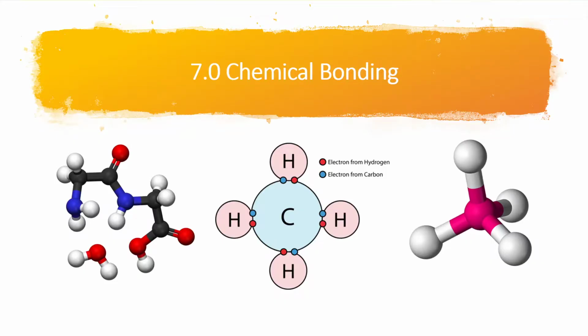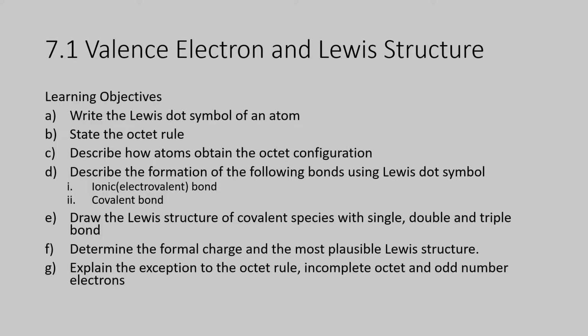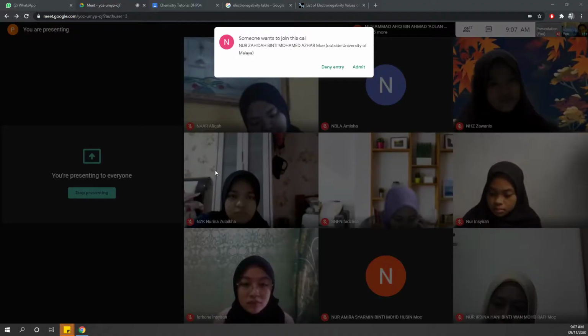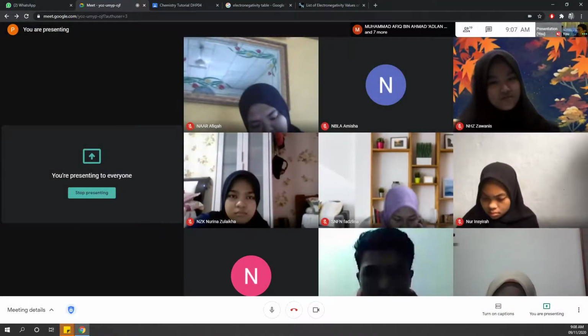Okay, can you see? So the topic is chemical bonding. This is what we are going to learn. We're going to learn about the Lewis dot symbol, which is what we want to draw in the simplest form without any regard to its geometry. We just want to draw the elements and the valence electrons only. And then we will look at octet rules.